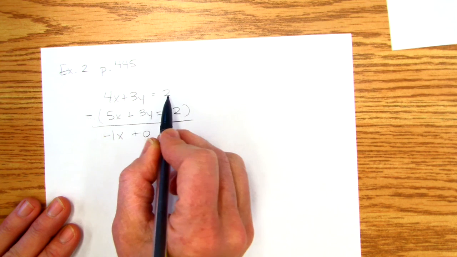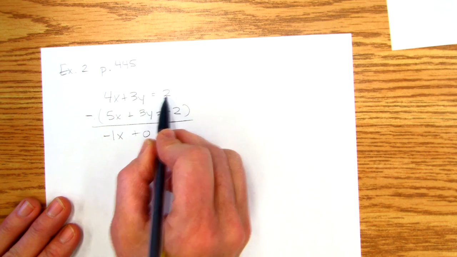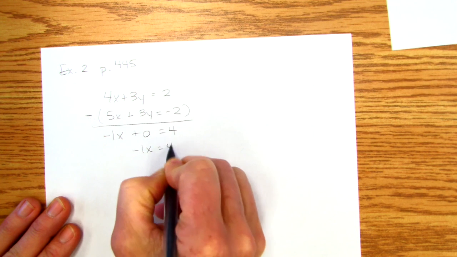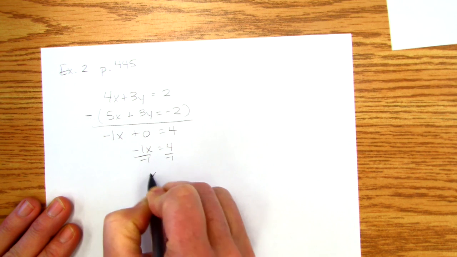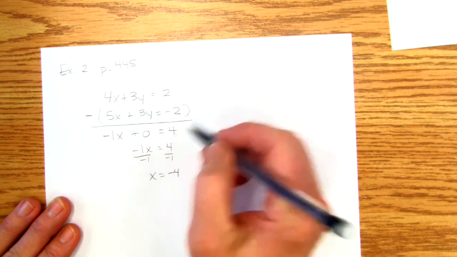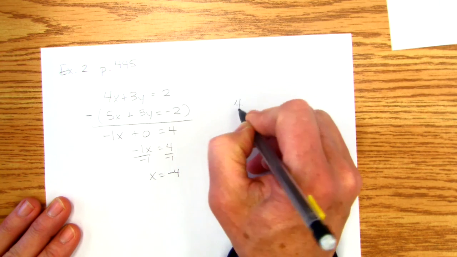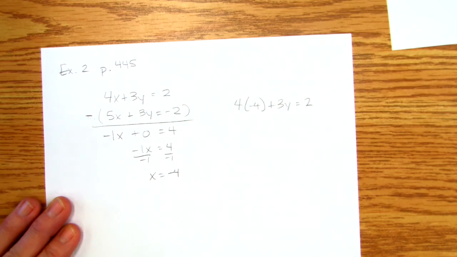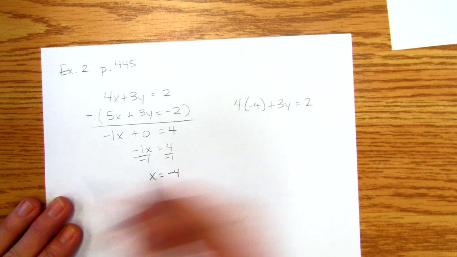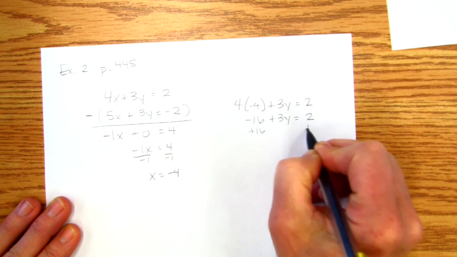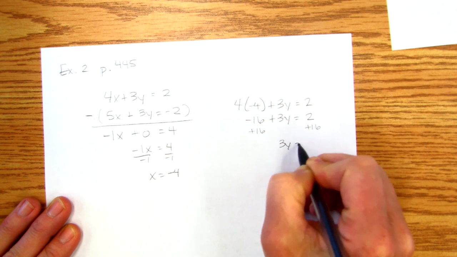I like to do this. I follow them with my pencil. 2 minus negative 2 becomes 2 plus 2, so that's 4. So negative 1x equals 4. I have to divide by negative 1, so x equals negative 4. And again, I can pick either one of these equations to plug into. So 4 times negative 4 plus 3y equals 2. Then just simplify. Then work to get y by itself.